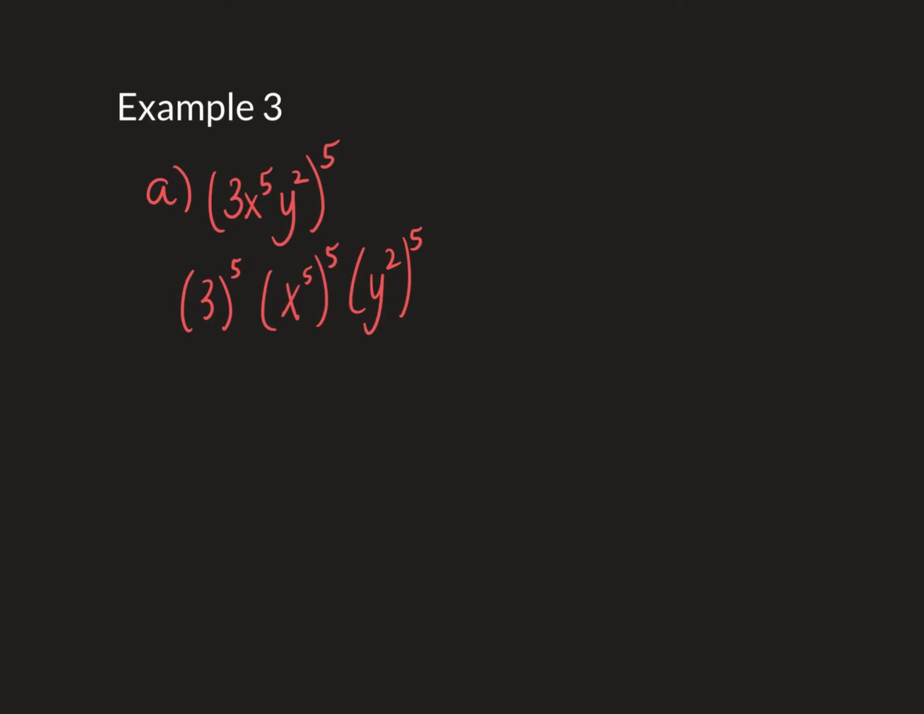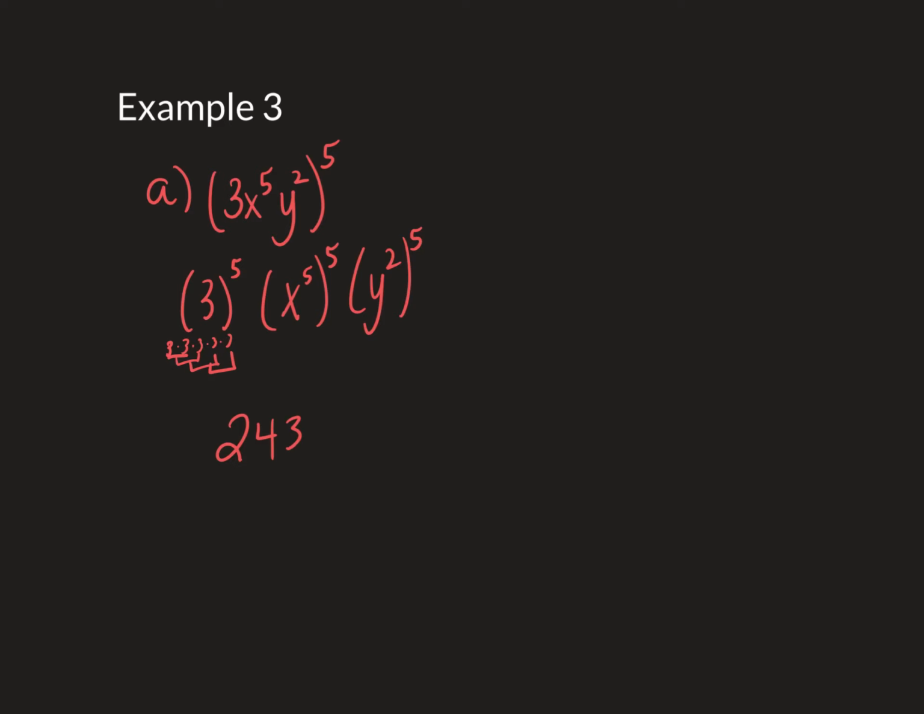3 to the fifth power. Remember, that's 3 times 3 times 3 times 3 times 3. So 9. 9 times 3 is 27. 27 times 3 is 81. 81 times 3 is 243. And I wrote 234. Did you all see that?